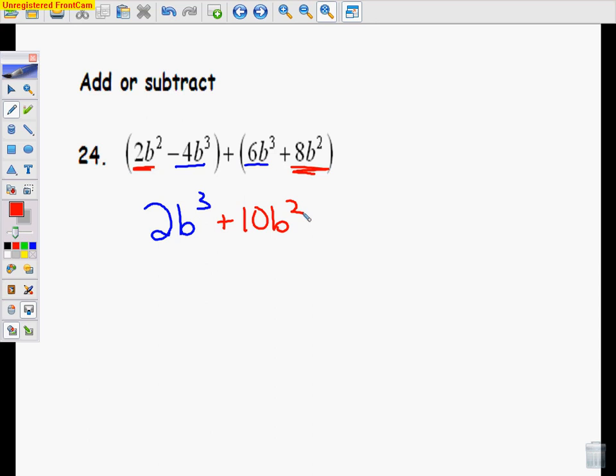Remember, when you add like terms, the terms don't change. Notice that this is still a 3. The term still didn't change. Notice that these are still 2's. 5 apples plus 6 apples is 11 apples, not 11 apples squared.